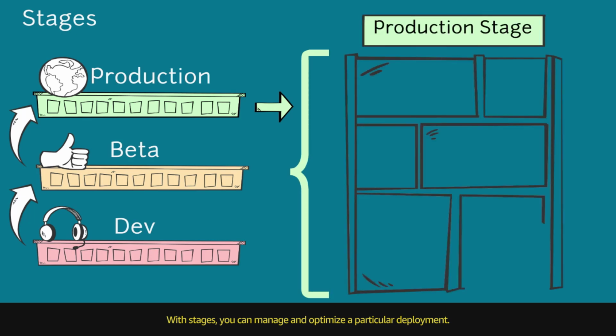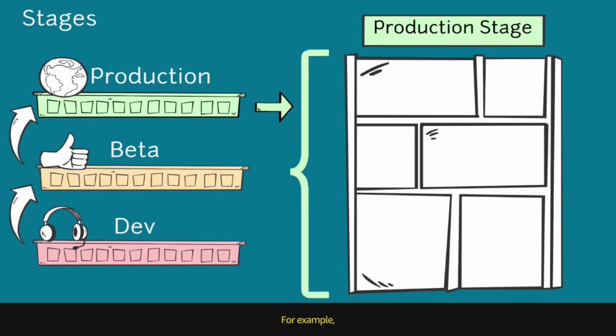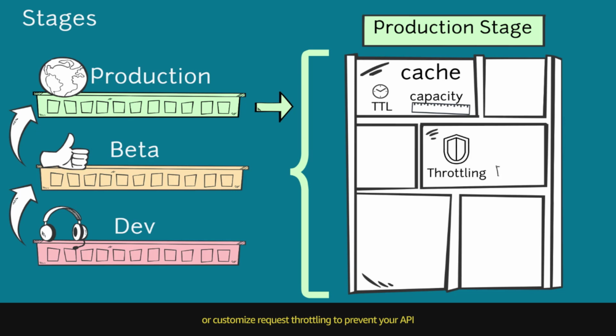With stages you can manage and optimize a particular deployment. For example, you can set up stage settings to enable caching and configure time to live and capacity size. Or customize request throttling to prevent your API from being overwhelmed by too many requests.